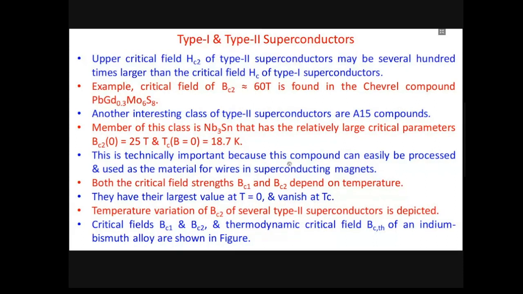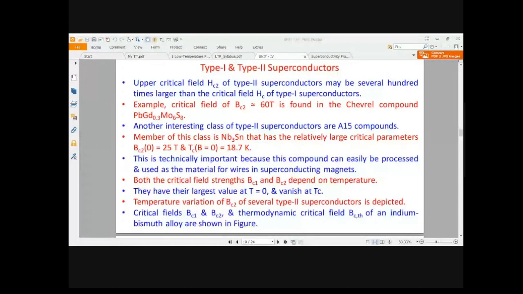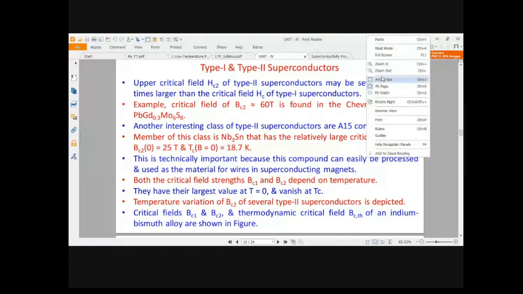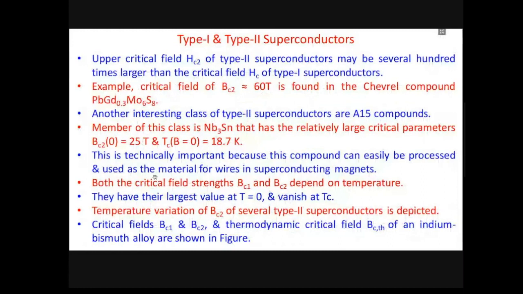This is technically important because this compound can easily be processed and used as a material for wiring superconducting magnets. Many superconducting materials are difficult to form into wires, because most of them are compounds which are brittle in nature. Therefore, it is difficult to form wires. In that sense, niobium tin is the compound one can use for making wires for superconducting magnets.